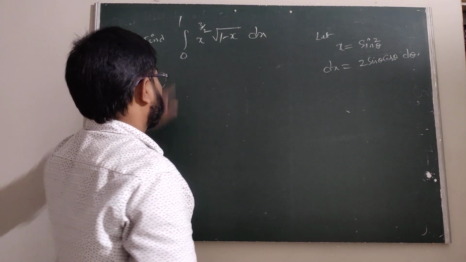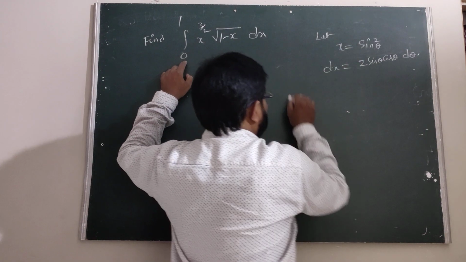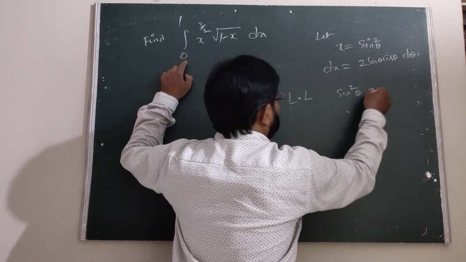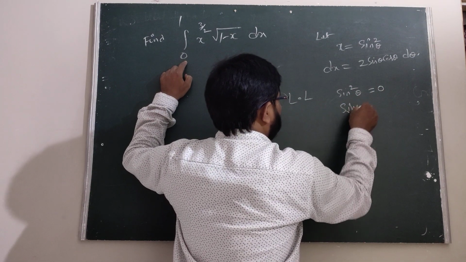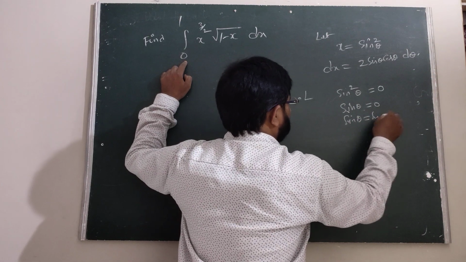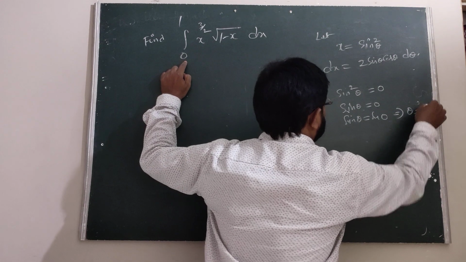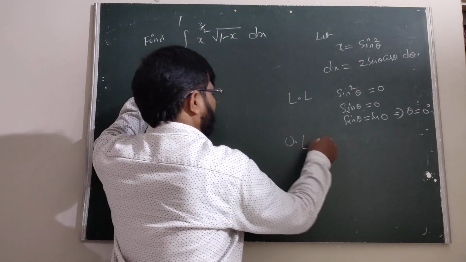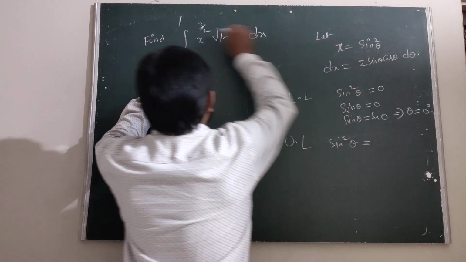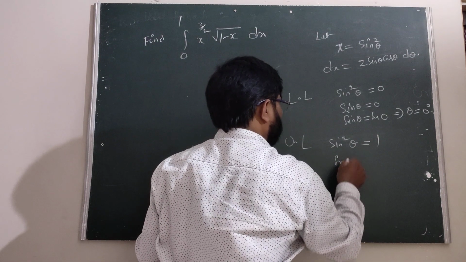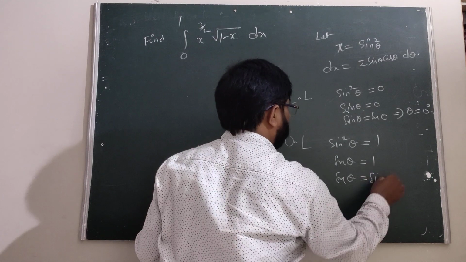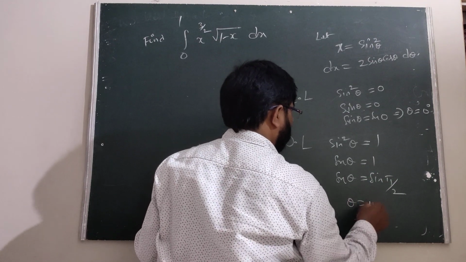Now we substitute the lower limit x equal to 0. That implies sine square theta equals 0, sine theta equals 0, therefore sine theta equals sine 0, which implies theta equals 0. Now the upper limit: sine square theta equals x, and we take x as 1. Therefore sine theta is root 1, which is 1. Sine theta equal to 1 is the value of sine pi by 2. Theta equals pi by 2.